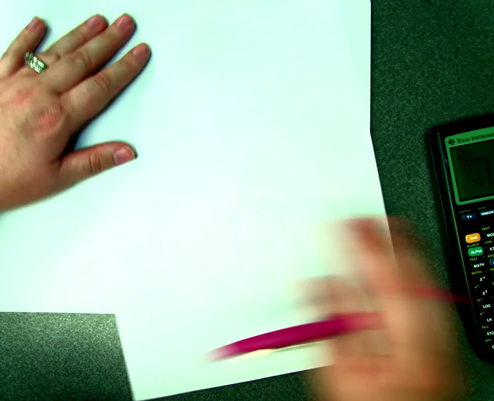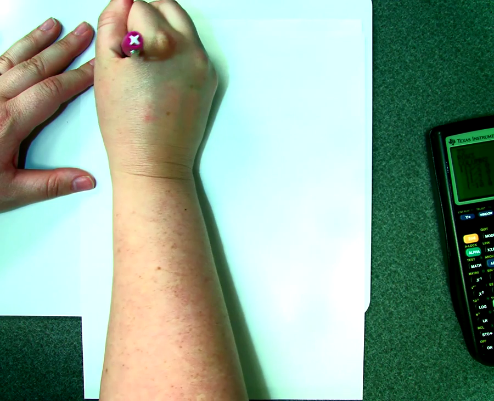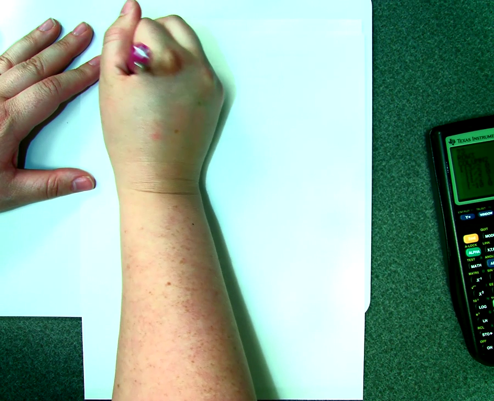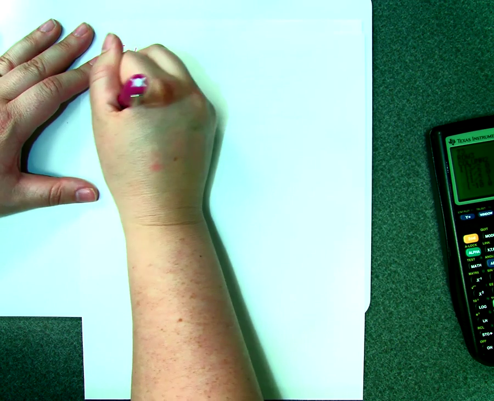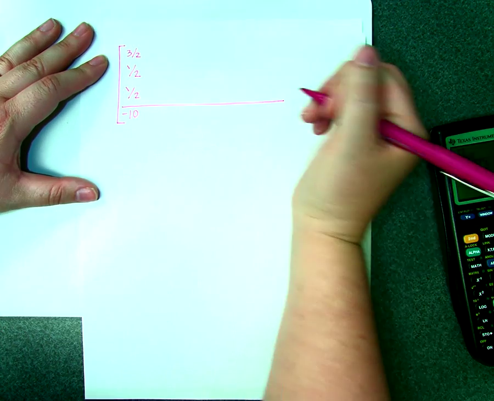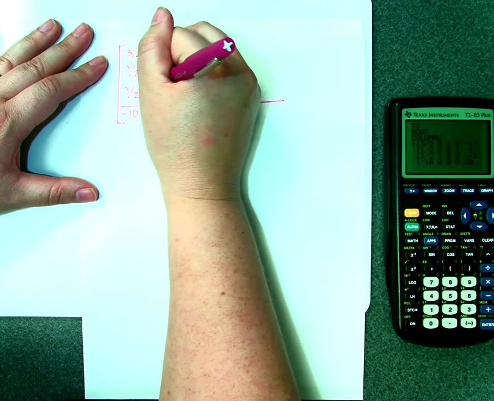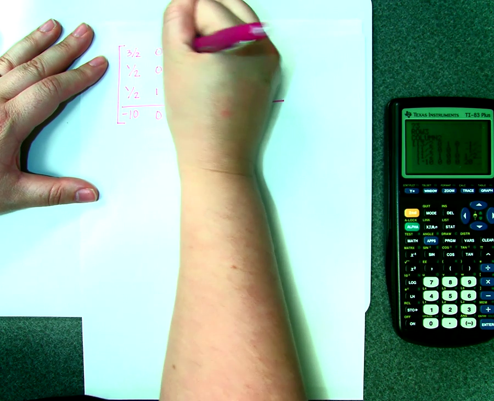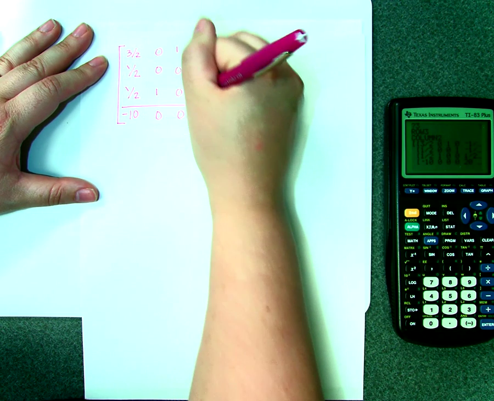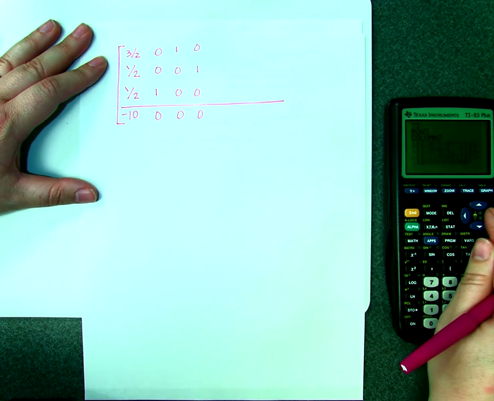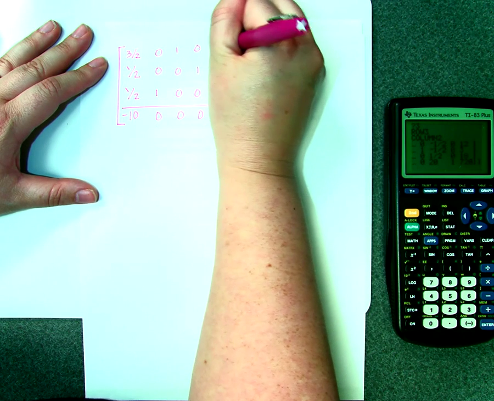And our new matrix looks like this. I'm going to go down when I write mine just because it's quicker, and then I'm going to scroll over. Use your arrow key. You can scroll over. You can look at the rest of your matrix.